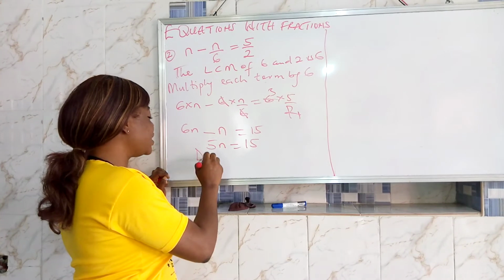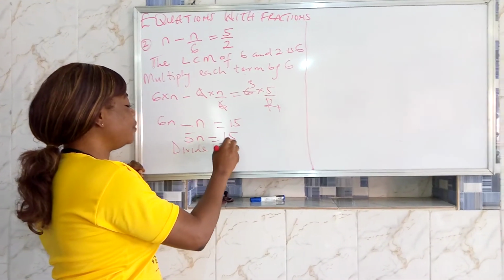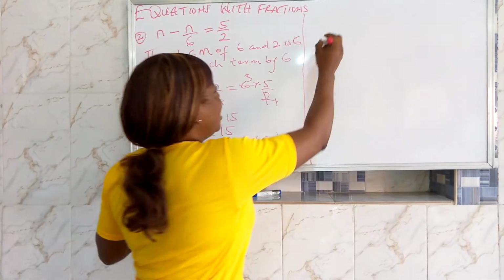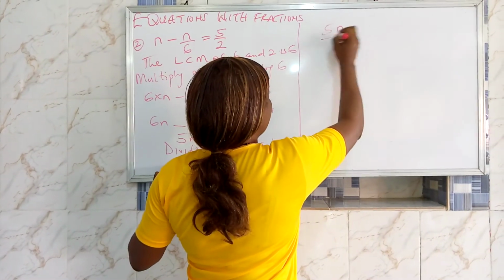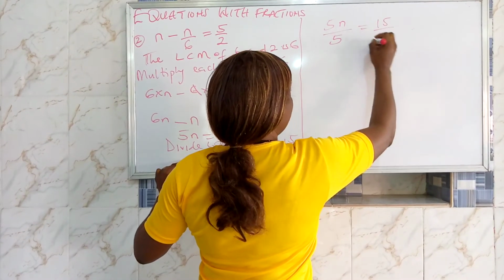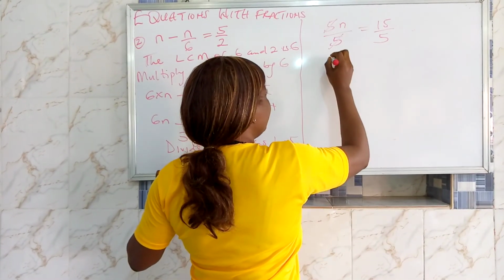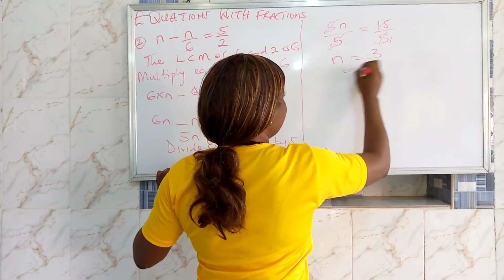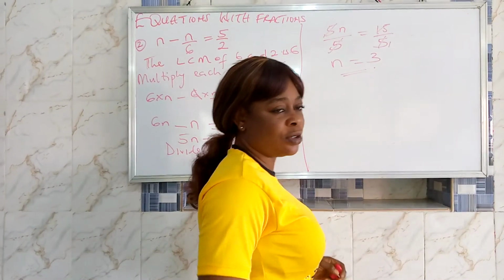Now you can divide both sides by 5. So what do we have? We have 5n over 5 is equal to 15 over 5. 5 will cancel 5 to give you n. 5 here 1, 5 here 3. That means my n is equal to 3.